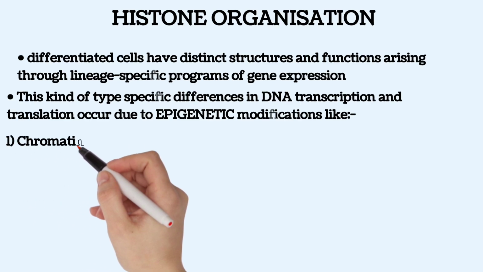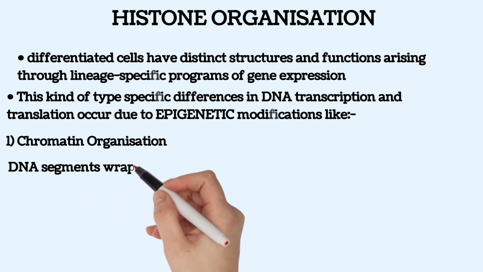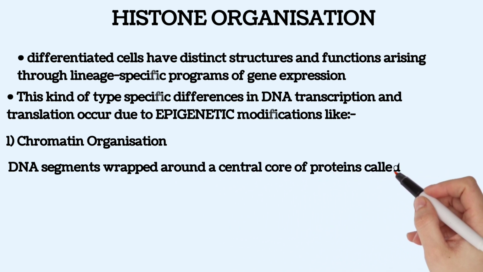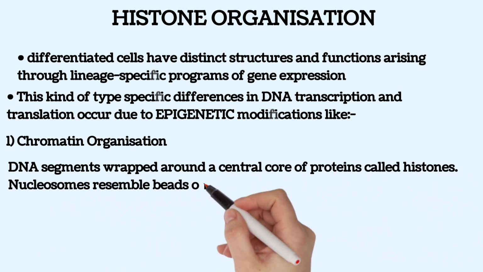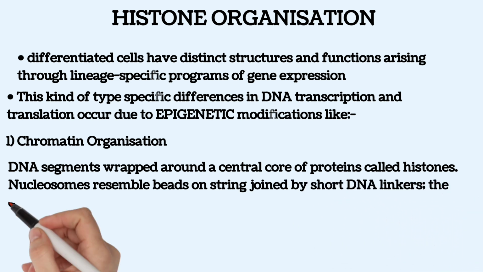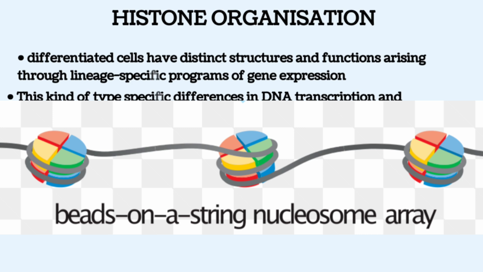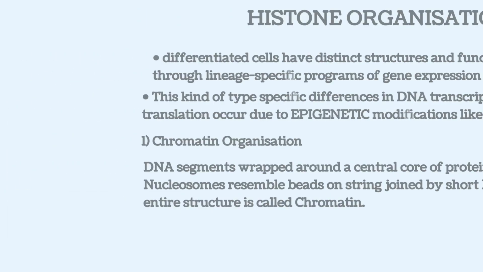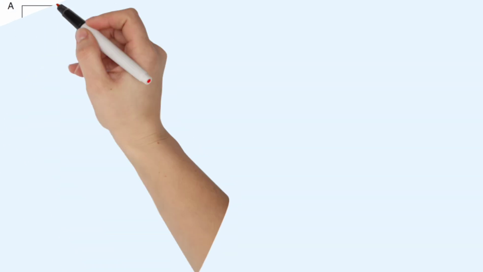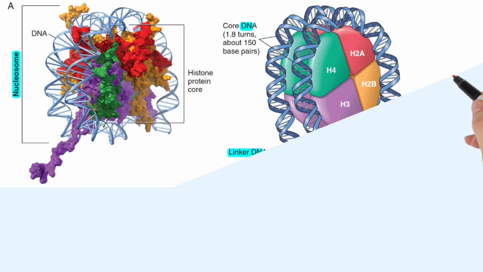Now the various types of epigenetic modifications are chromatin organization. Chromatins are organized in a specific way. DNA segments are wrapped around a central core of proteins called histones. Nucleosomes resemble beads on string-like structure joined by short DNA linkers. The entire structure is called chromatin. This is a very basic thing as we have already studied this in our earlier classes.